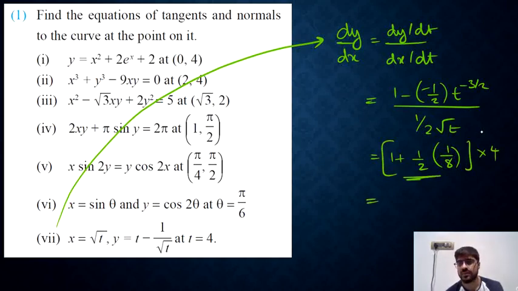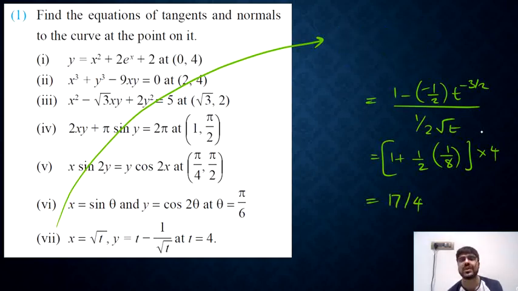Okay, let's add up the two terms here. So this is 1 plus 1 upon 16, that is 17 upon 16, multiplied by 4 is giving you 17 upon 4. That 17 upon 4 is finally the slope of tangent at the given point.